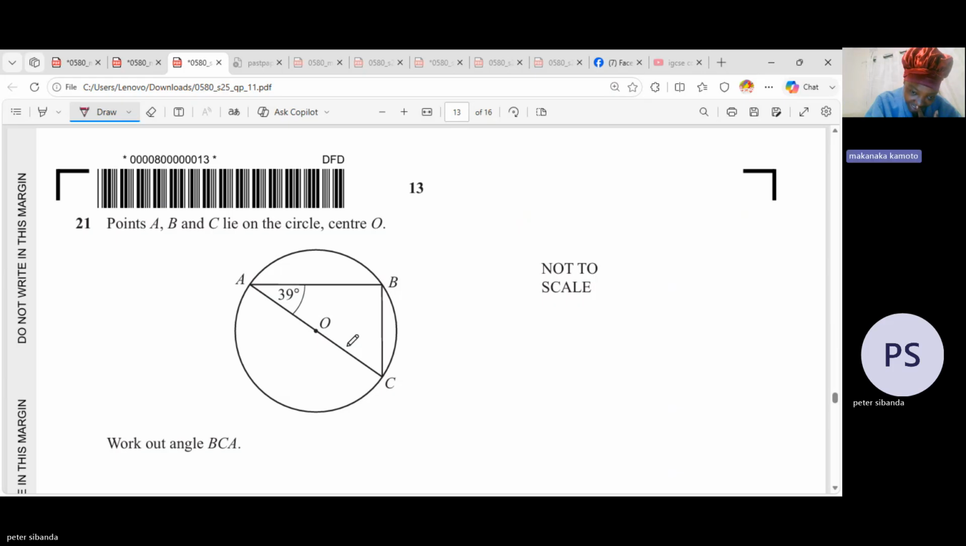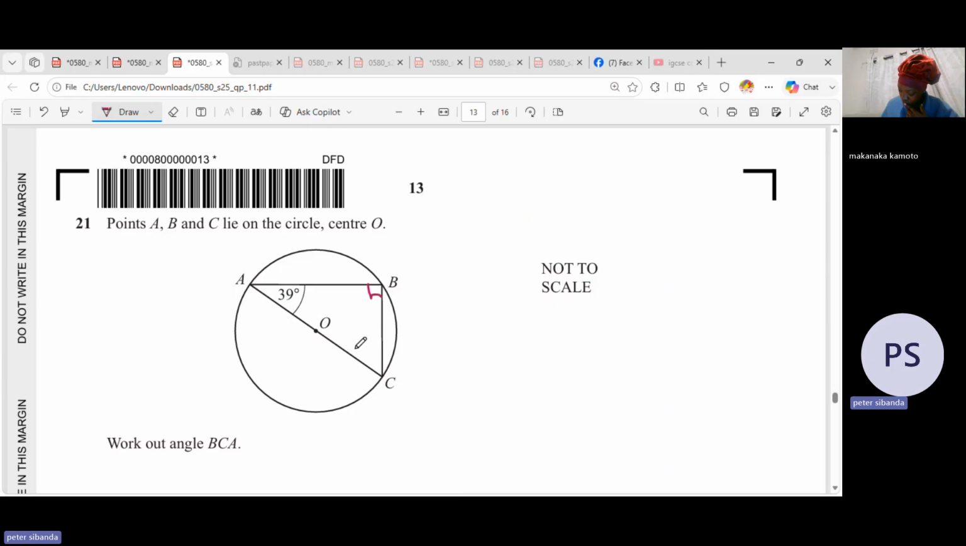I think there's a right angle. Yes. The right angle is at which corner? B. Yes. The angle at the circumference there is a right angle because it is subtended by a diameter, and this is a diameter because I can see that it's passing through the center, as confirmed here. So that would be 90.